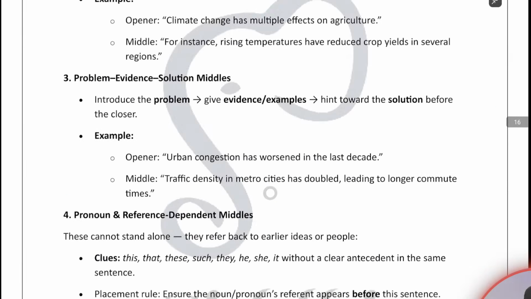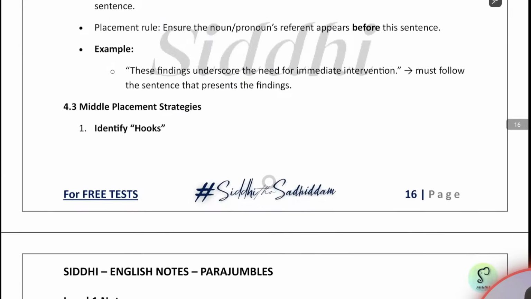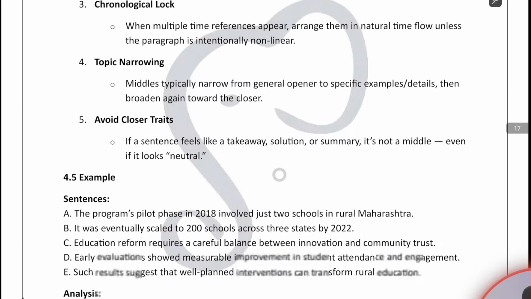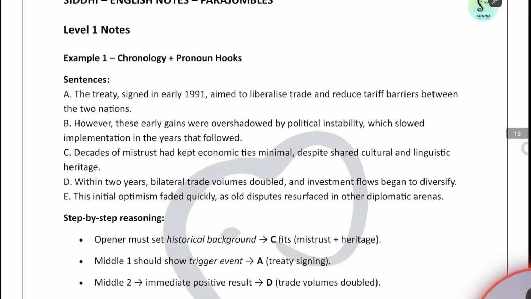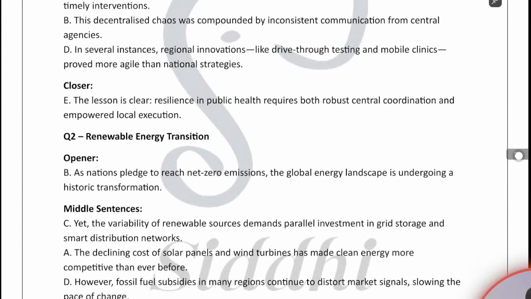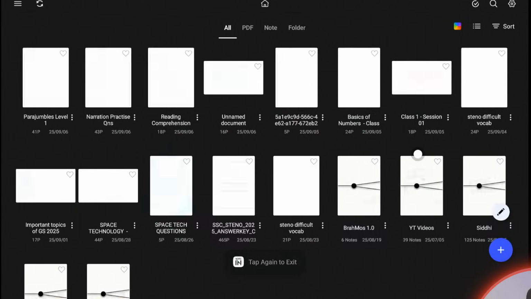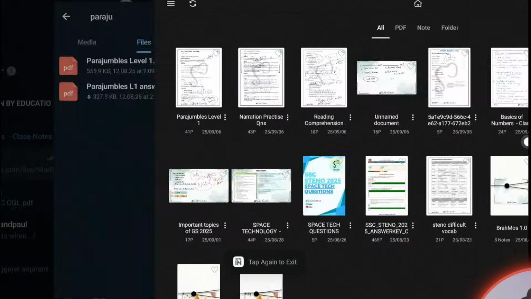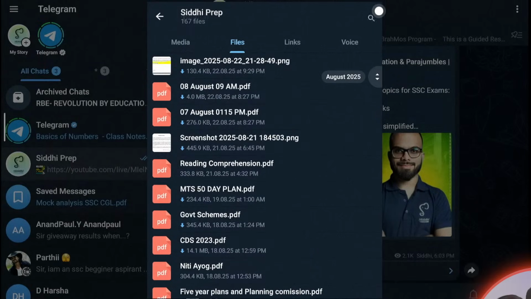So this is about Parajumbles, and there is a very good set of notes where I've given you what a hook is, how to identify a hook, and what a chronological order is. Please go through this entire sheet. The sheet is very self-explanatory, and to supplement it, there is one more sheet in your Telegram channel. The sheet is this.